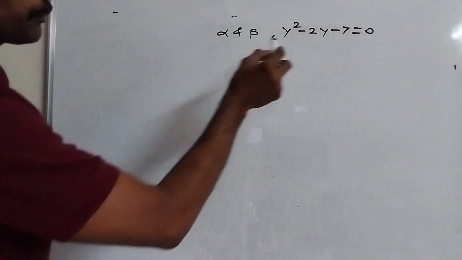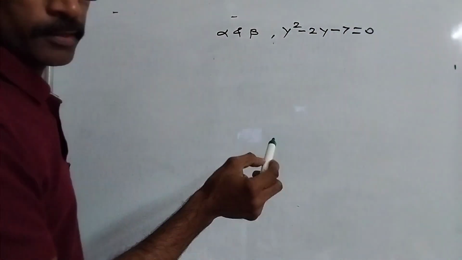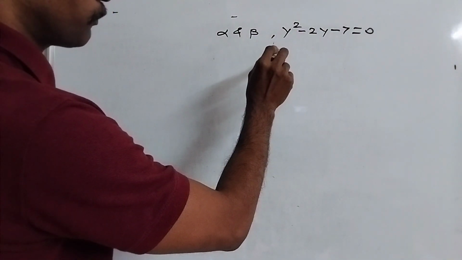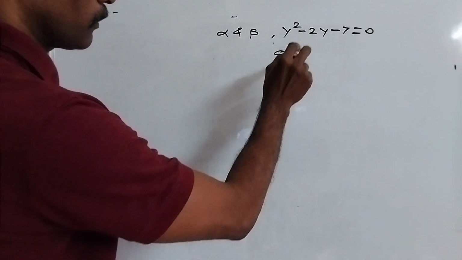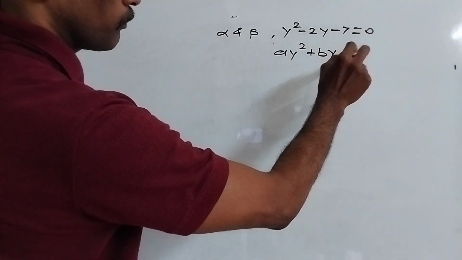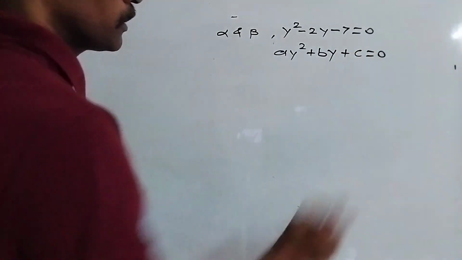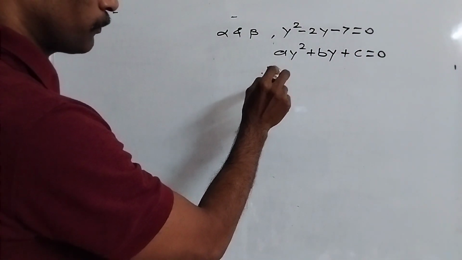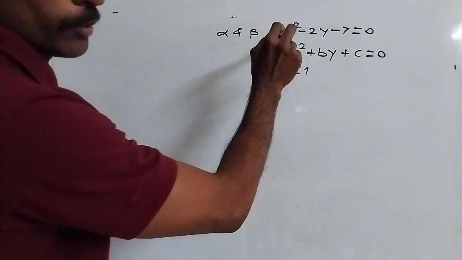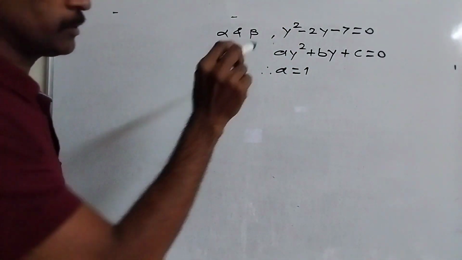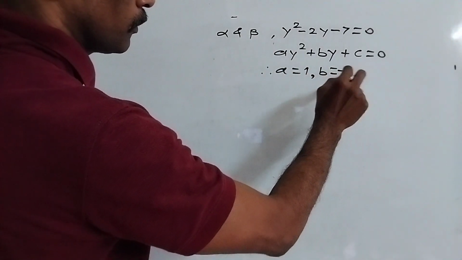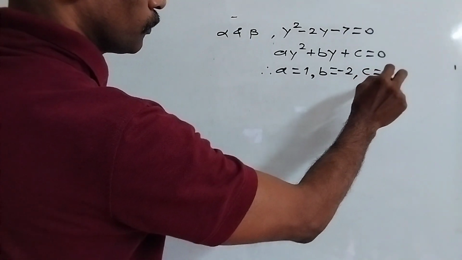Now first of all, we compare this quadratic equation with the standard form a y square plus b y plus c is equal to 0. Therefore a is equal to 1. Here there is no coefficient, so we write 1. Then b is equal to minus 2 and c is equal to minus 7.